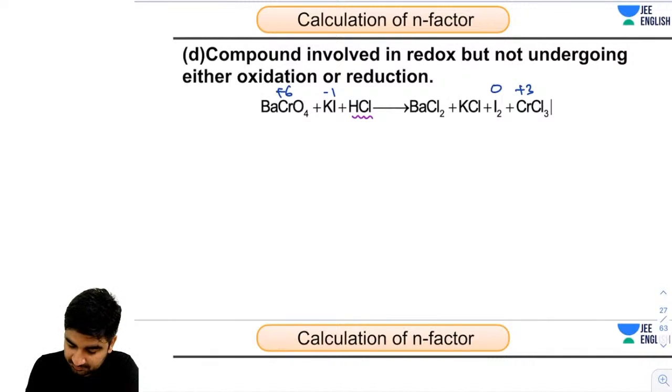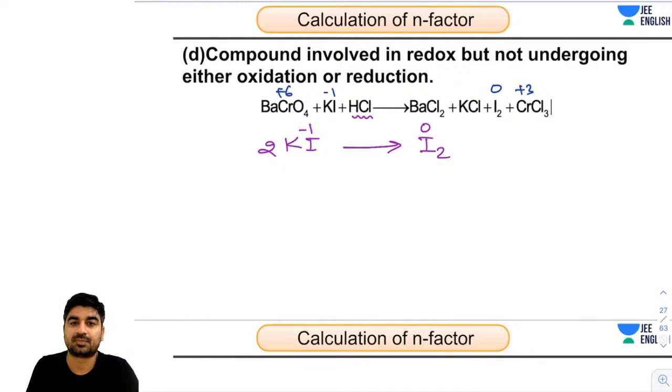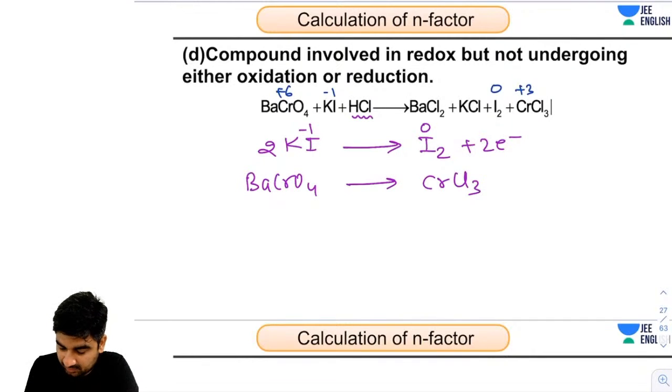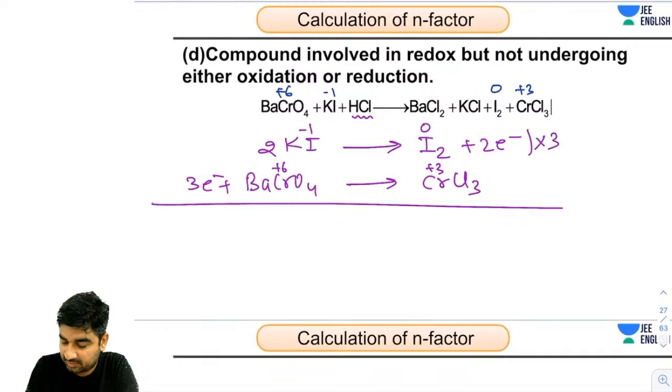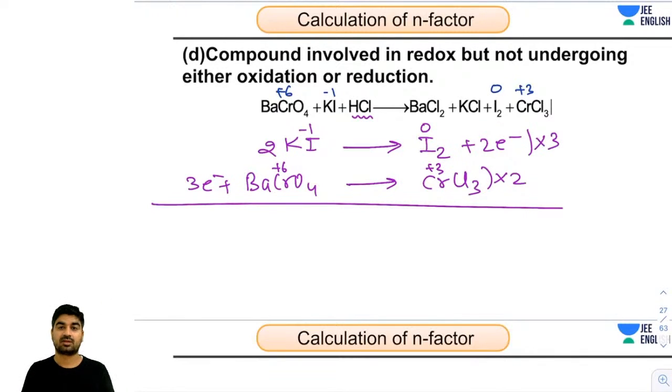So here we have KI. It is giving you iodine. So -1 to 0, right? So you can say there is loss of 2 electrons. And then I have BaCrO4. It is giving me CrCl3. So +6 to +3. So I will write here 3. So just multiply it by 3 and multiply it by 2. Right? So total 6 electrons will be cancelled here.